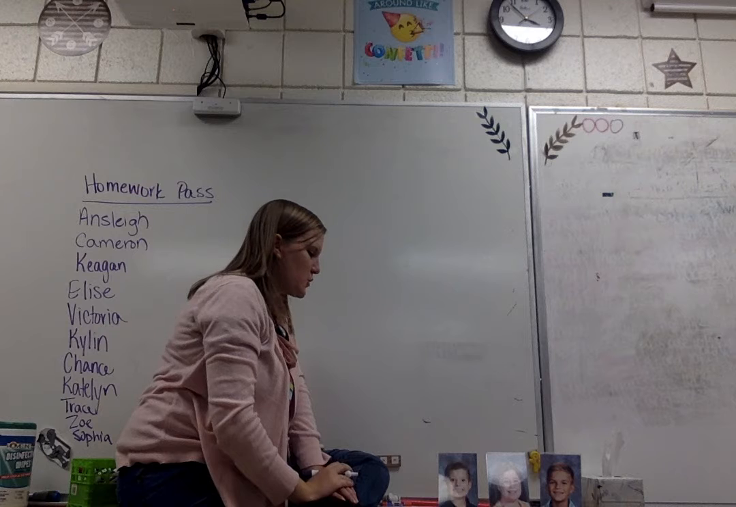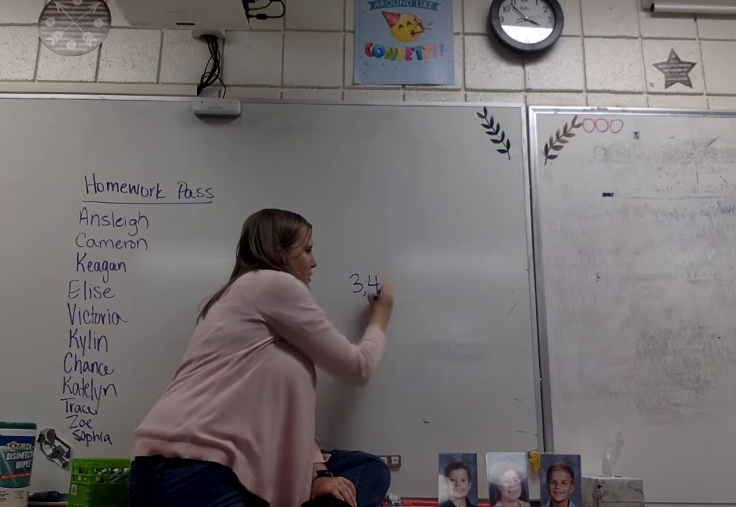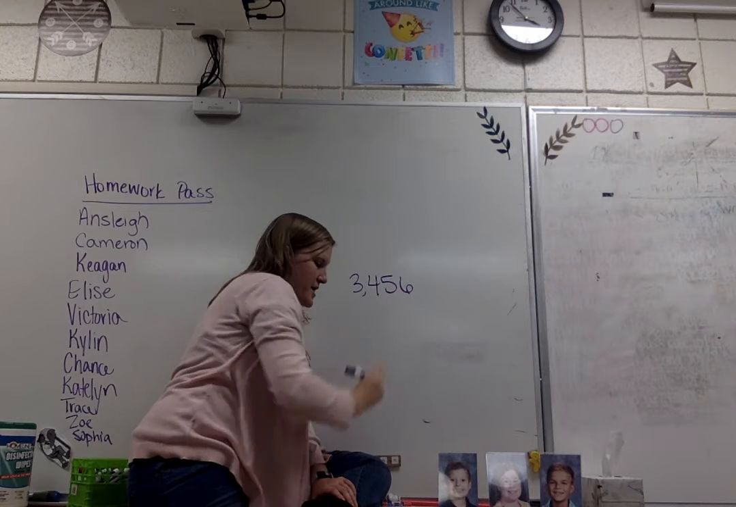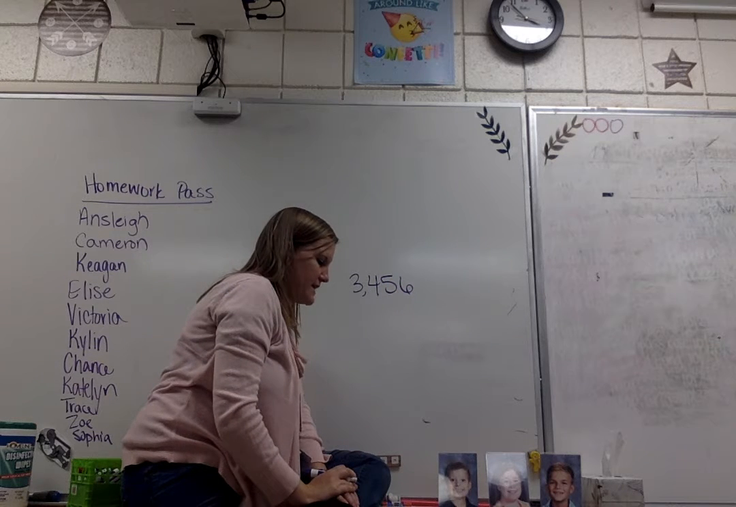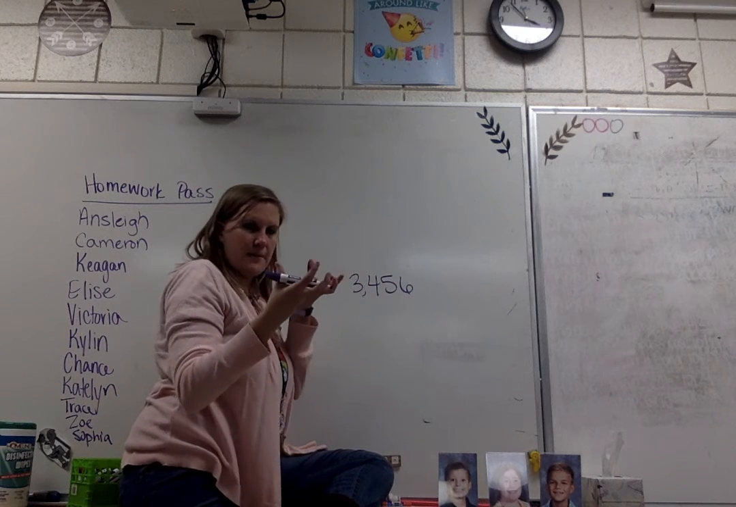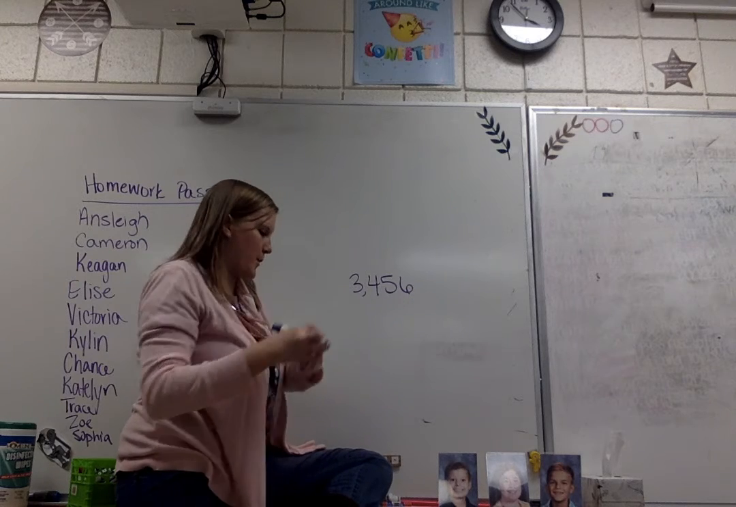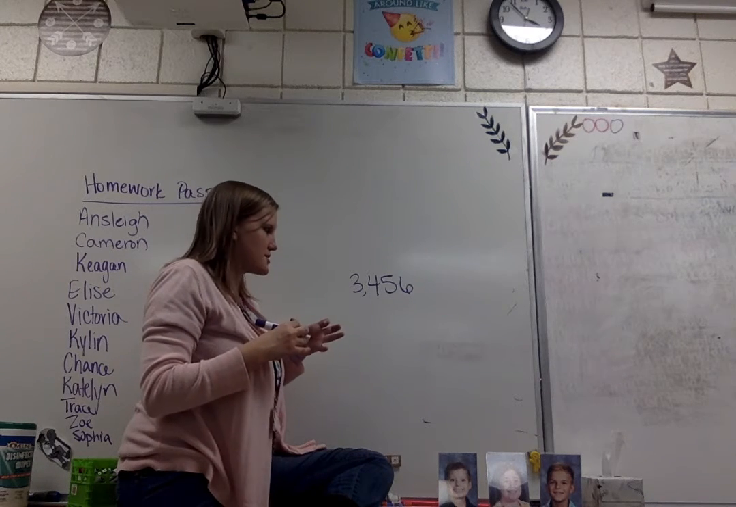A furniture store received an order for 3,456 chairs. They can fit 9 chairs in a large shipping box. How many shipping boxes will they need to ship all of the chairs? So this is the end number, and we're equally grouping them, 9 chairs in a box.